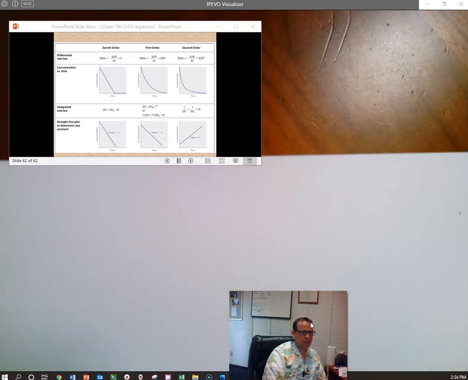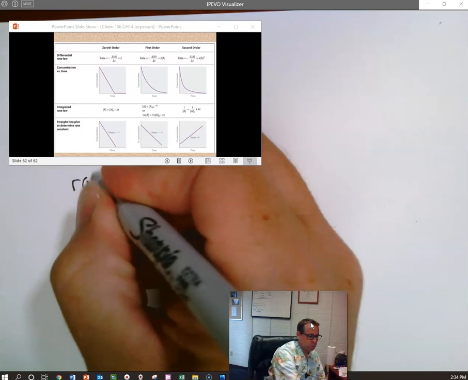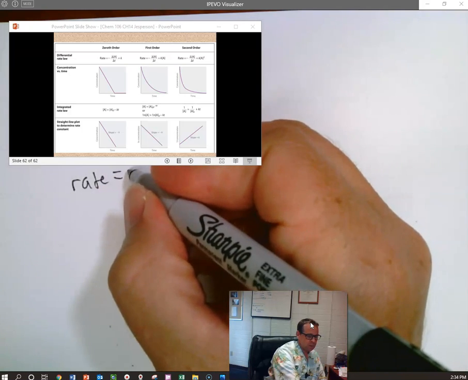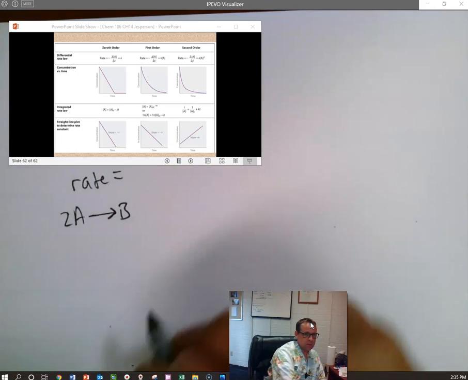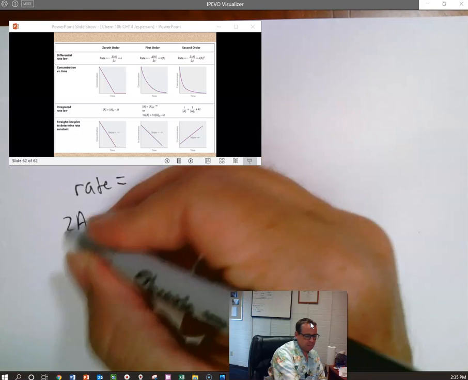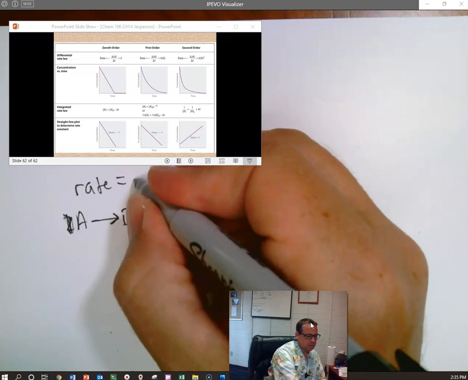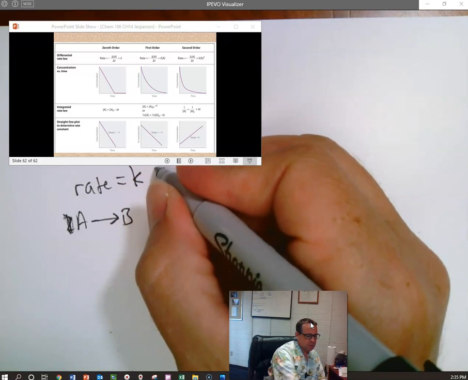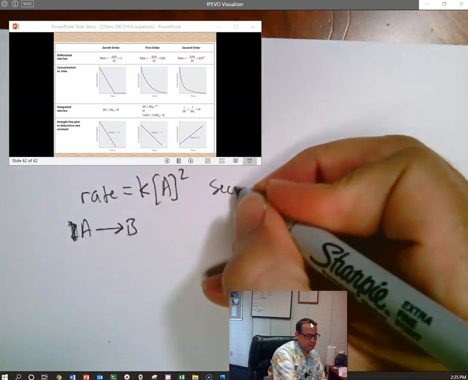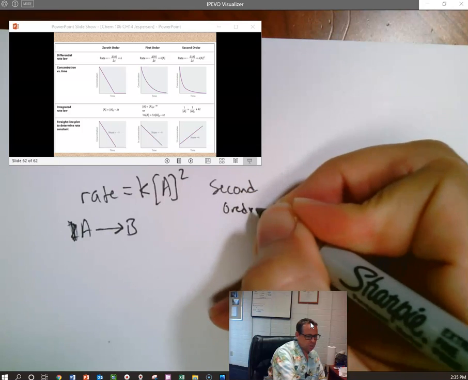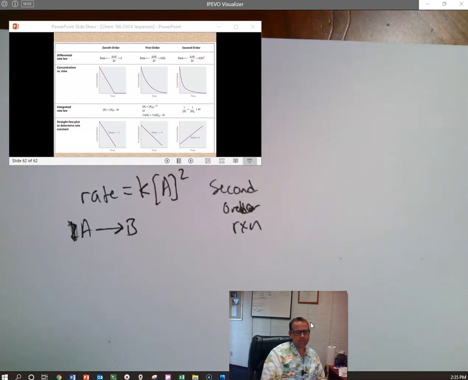All right? Now for a second order reaction, you get something like this, where the rate of the reaction is equal to, here's my reaction again. We put two A's there this time, because the rate of this reaction, now don't get confused. Rate of the reaction here is some constant times the concentration of A raised to the second power. This is a second order reaction with respect to A.